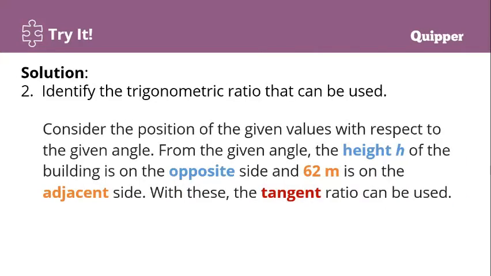From there, we'll have the second step: identify the trigonometric ratio that can be used. Remember the SOHCAHTOA, but we'll focus on the SOHCAHTOA. Considering the position of the given values with respect to the given angle, the height of the building is on the opposite side, and 62 meters is on the adjacent side. With this, the tangent ratio can be used because tangent is the ratio of opposite over the adjacent side.